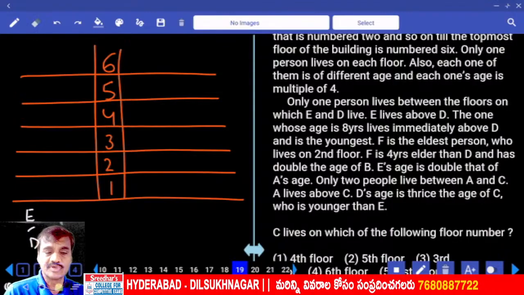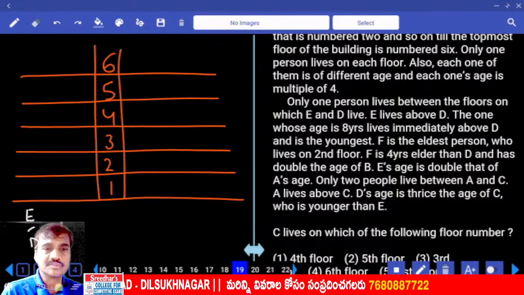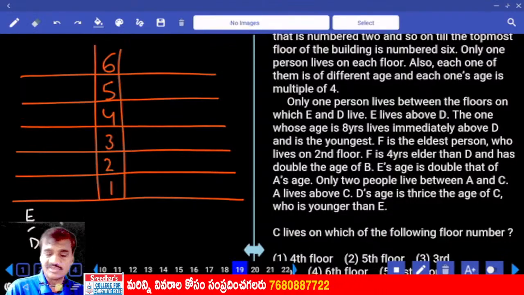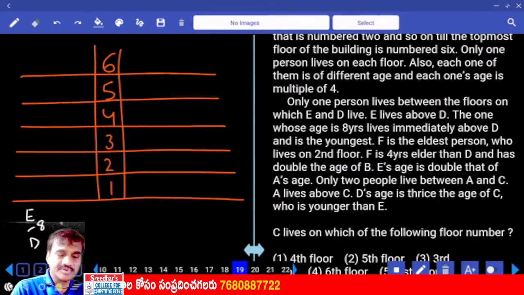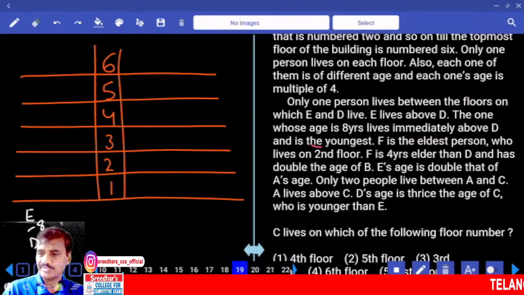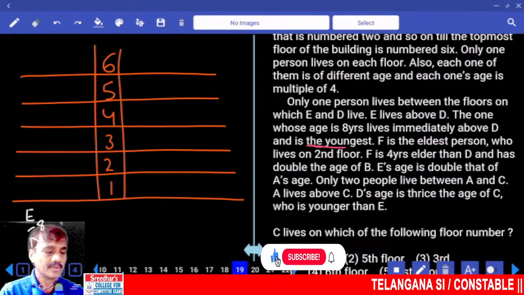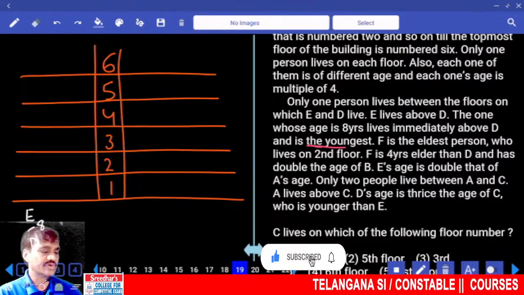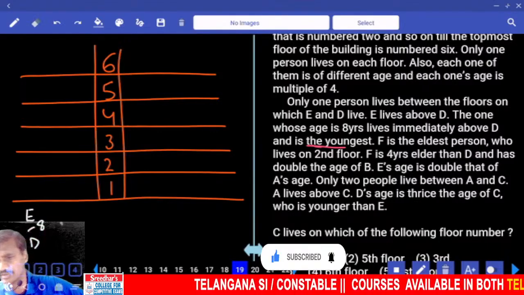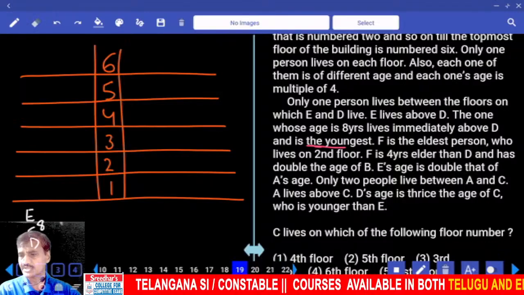How many possibilities do we have? 4 possibilities. As of now, we cannot represent them. The one whose age is 8 lives immediately above D. The 8-year-old person and D are together. And D is the youngest. Now, who is youngest here? That means the one who is 8 years old is the youngest, isn't it? Then the 8-year-old is the youngest person.